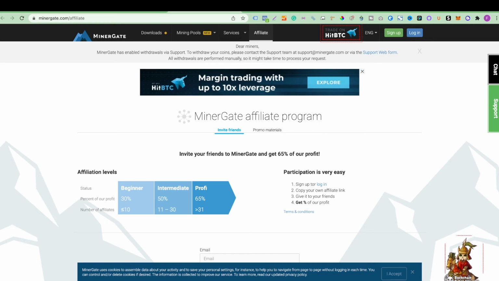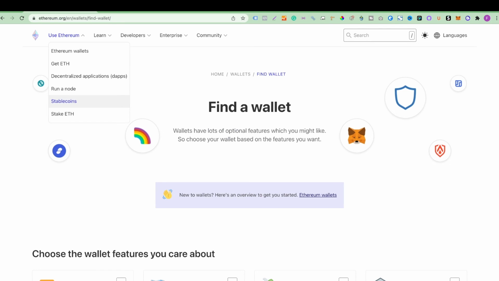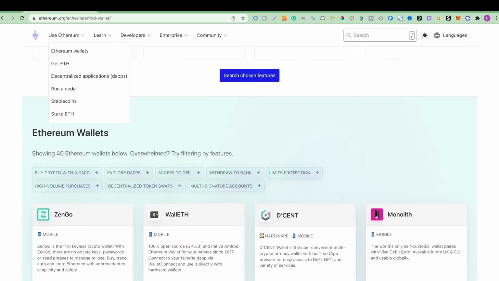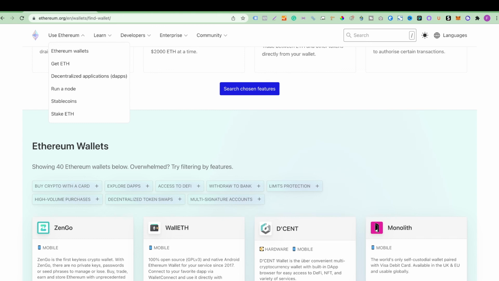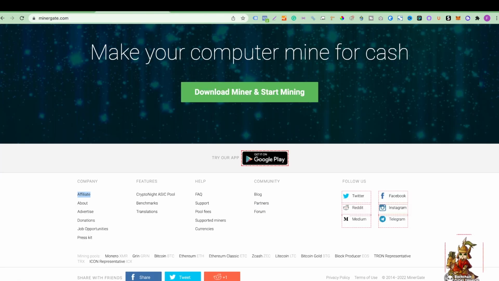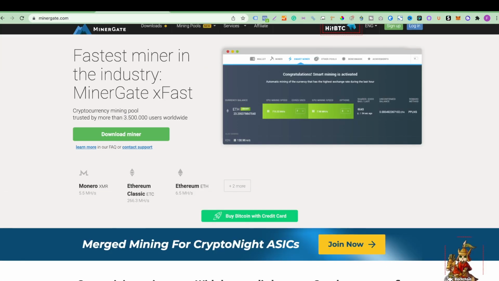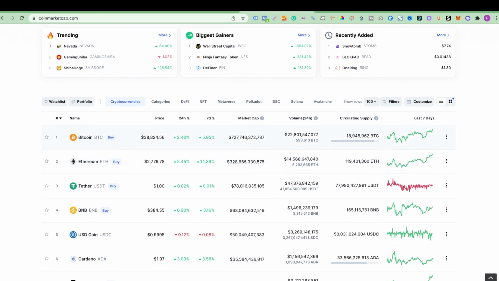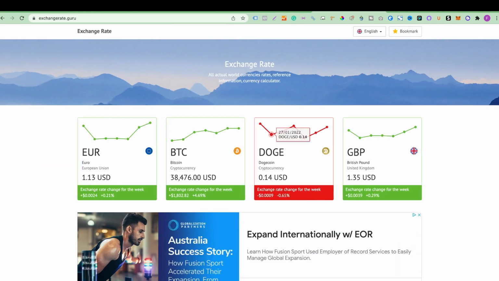So with that said, guys, this is all I wanted to share with you in today's strategy. You can choose from all the different cryptocurrencies that you like. You have different options, so you can come here, choose your wallet, and do many different things, including exploring dApps and accessing DeFi. You can withdraw to the bank, you can make high volume purchases and so on. And for your Ethereum wallet, you can connect whichever Ethereum wallet you want, and this is how it works. You can start mining right away with this software that I showed you, which is minedgate.com, and then have a look at the market and see which are the best options for you to mine. Me personally, I think Ethereum is the best, and then you can go to a different website where you can get different exchange rates, like exchangerate.guru.